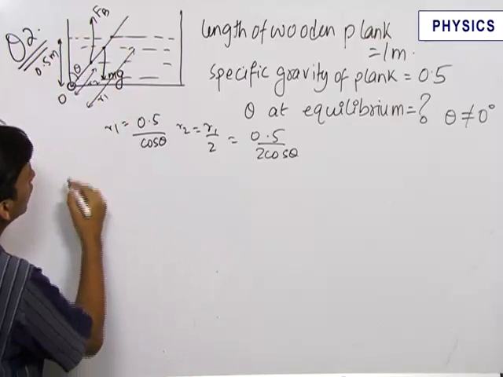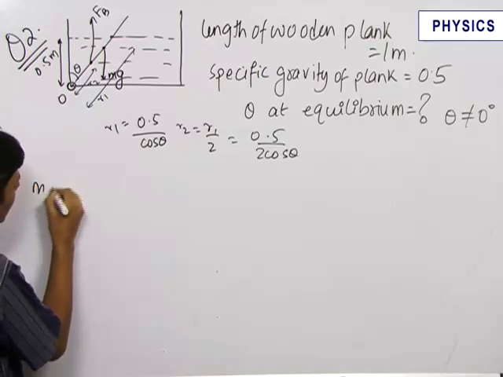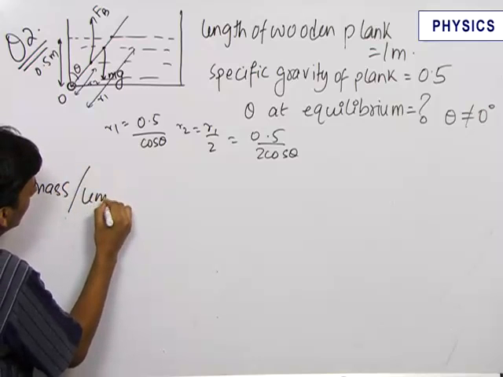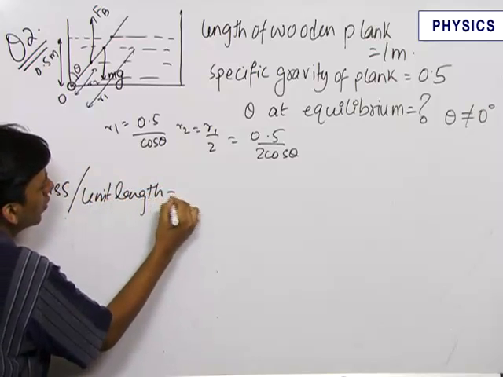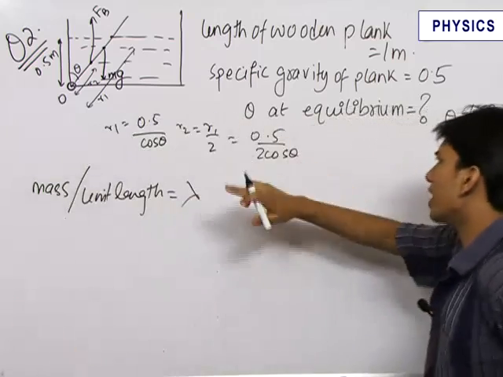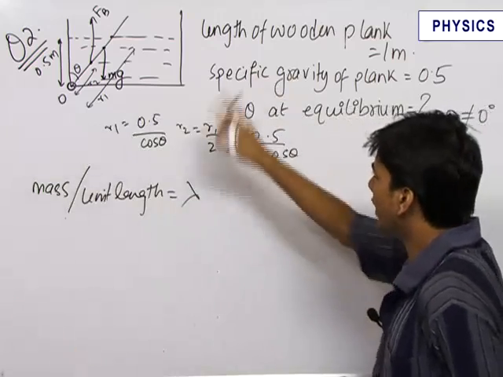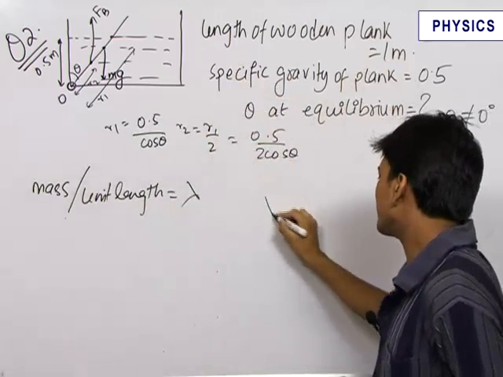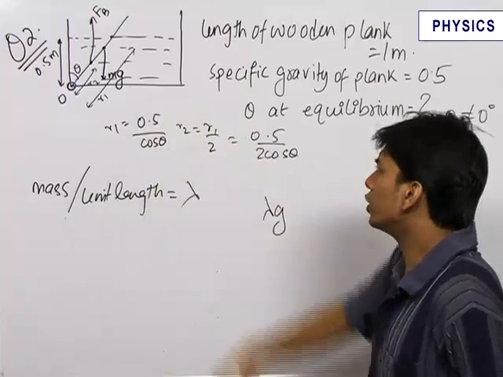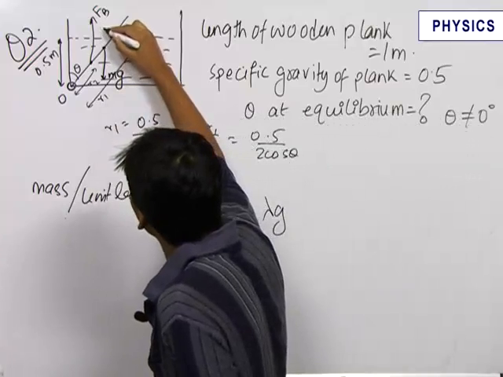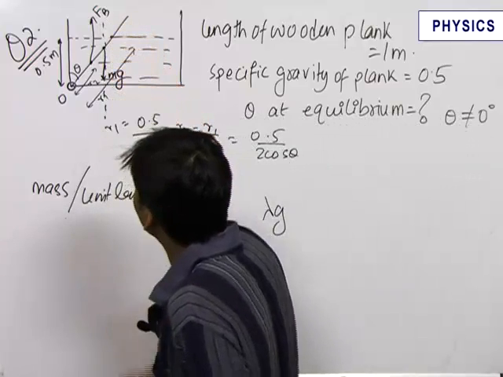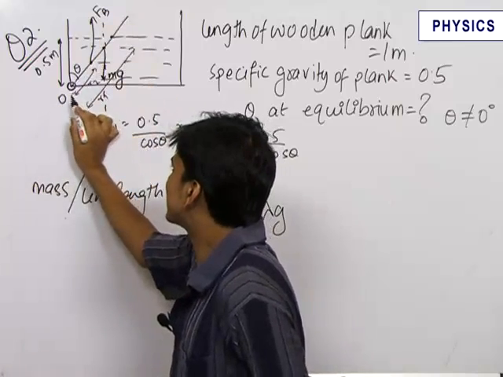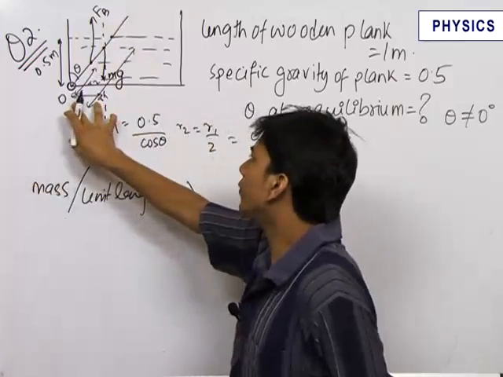Let us first write the torque due to mg. Let the mass per unit length of the plank be lambda. Therefore the mass of the whole rod is lambda into 1, that is lambda, because the length of the plank is 1 meter. Therefore the force acting in the downward direction is lambda g. To write down the torque of this force, we have to take F into R perpendicular, where R perpendicular is the perpendicular distance of the line of action of the force from this point, that is this distance.